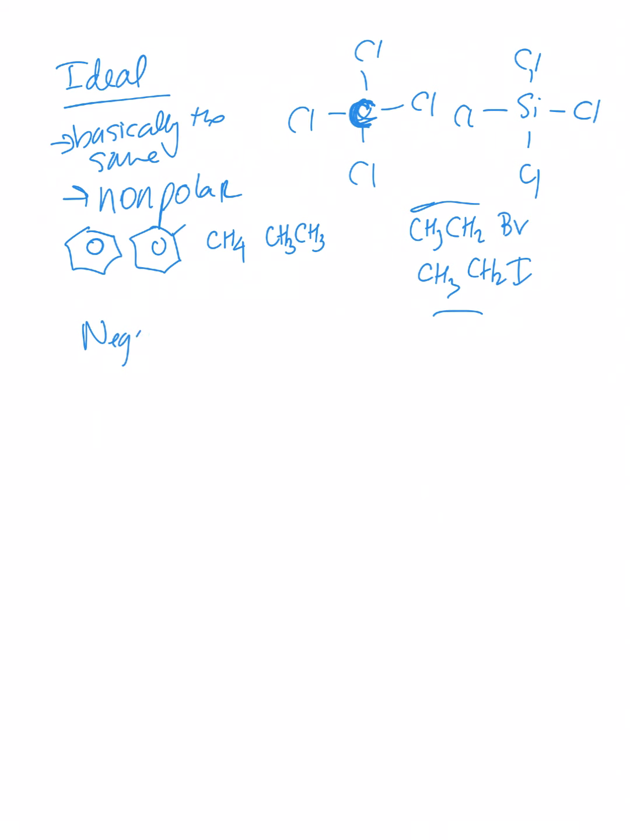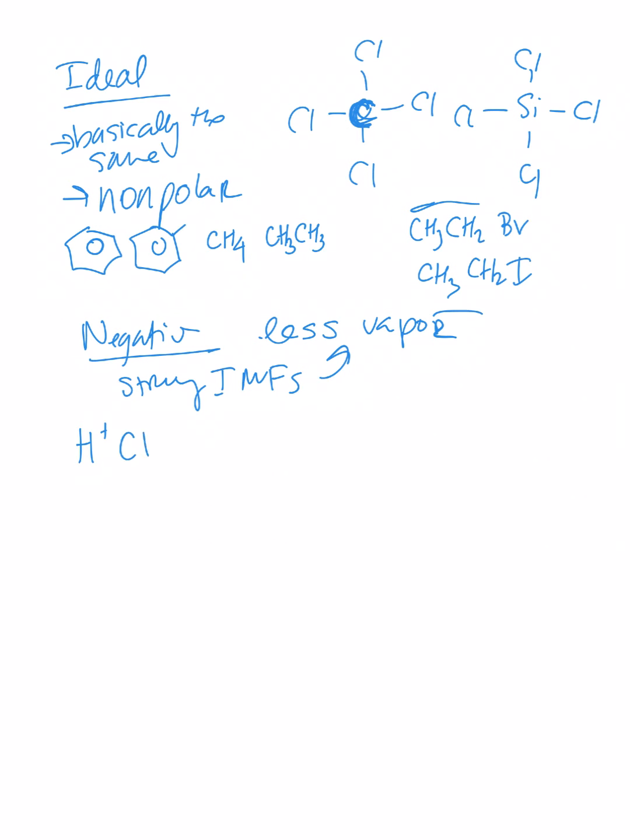Our negative deviation: when we talk about negative versus positive, it's always referring to the vapor. So negative means less vapor, and stronger IMFs would lead to less vapor. Some examples of pairs that would lead to a negative deviation: HCl and H2O. HCl on its own is ion-ion, and H2O is H bonding. When we bust these up, we get H plus and Cl minus.